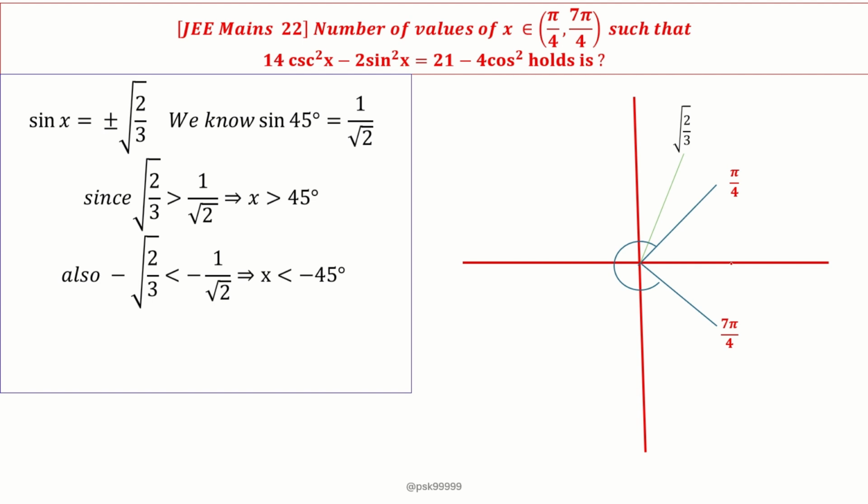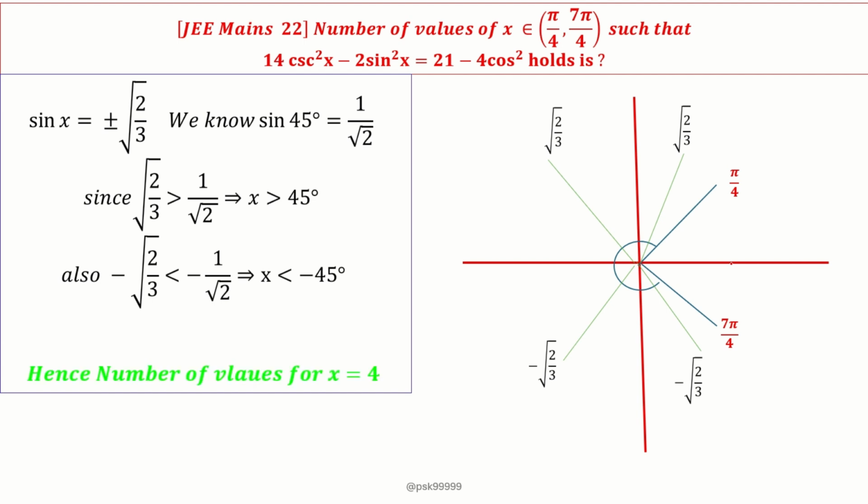Because it is greater than 1 by root 2, here you don't need to worry, there is nothing to compare. You have root 2 by 3 because sine in the second quadrant is positive. Here it will be minus root 2 by 3, in the third quadrant and the fourth quadrant it is also minus root 2 by 3, which is less than minus 1 by root 2. So you will get 4 values. So the number of possible solutions of x is 4. That is the answer.